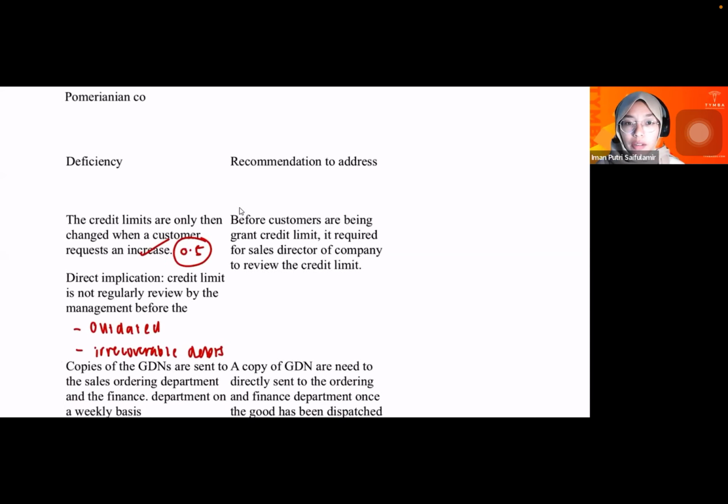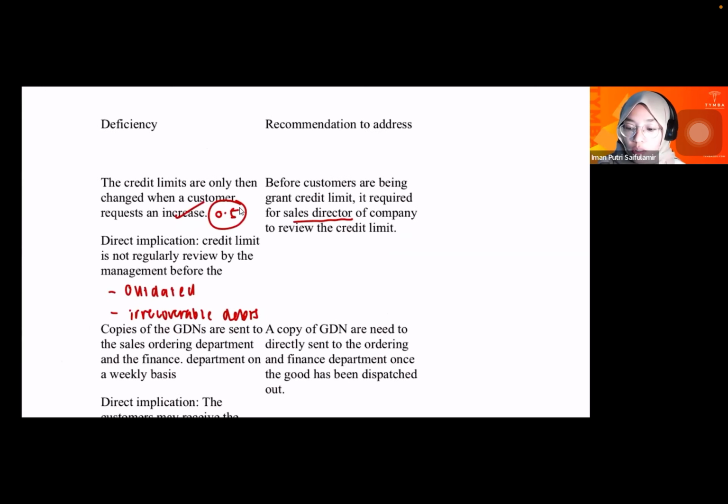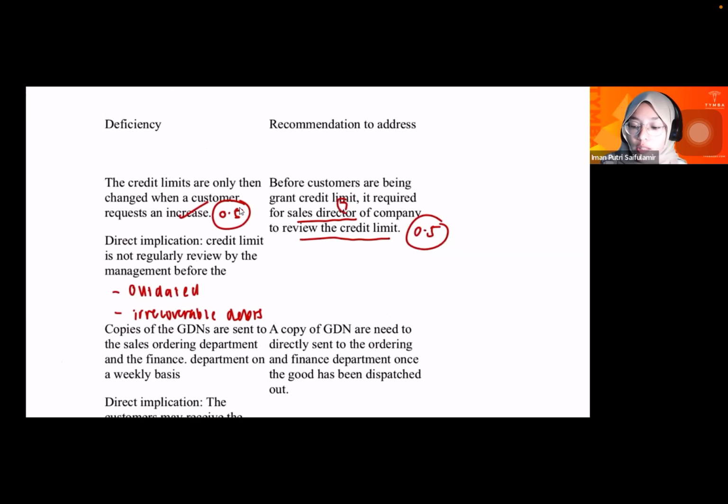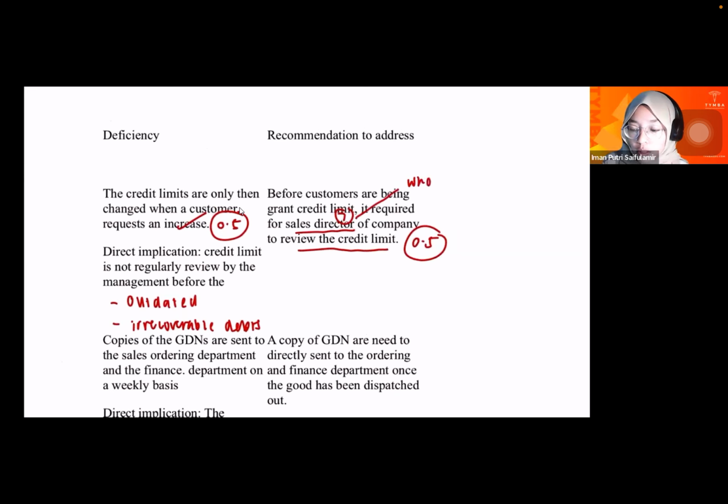Before customers are being granted the credit limit, it's required for the sales director to review the credit limit. Okay, I can only give you 0.5 marks here because you did not specify in more detail. So now you have talked about who, you've talked about what, you didn't talk about when. Okay, they have to review this on a regular basis. Okay, and this should be evidenced by signature.